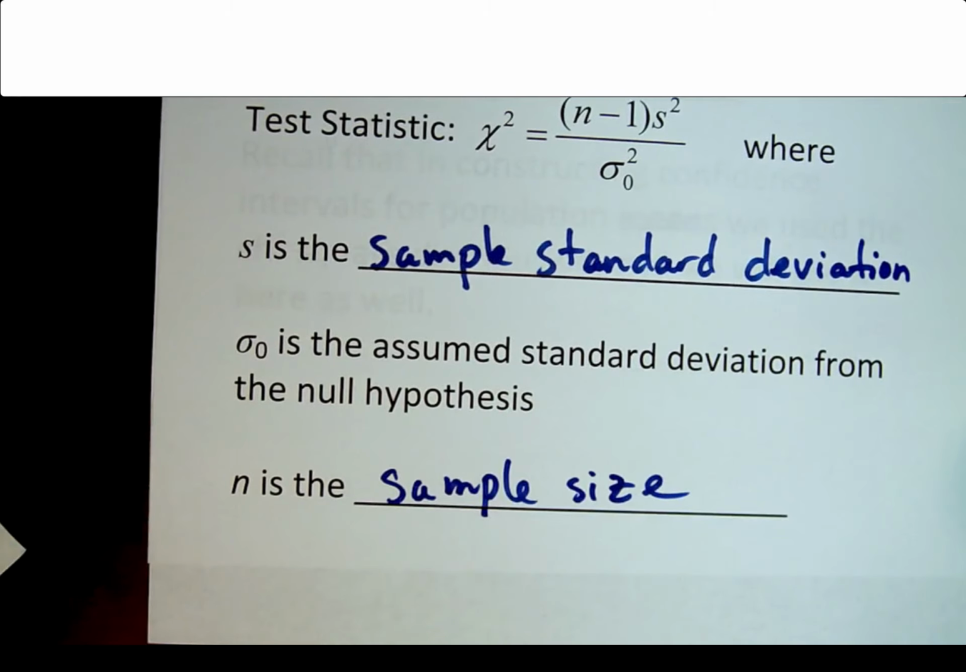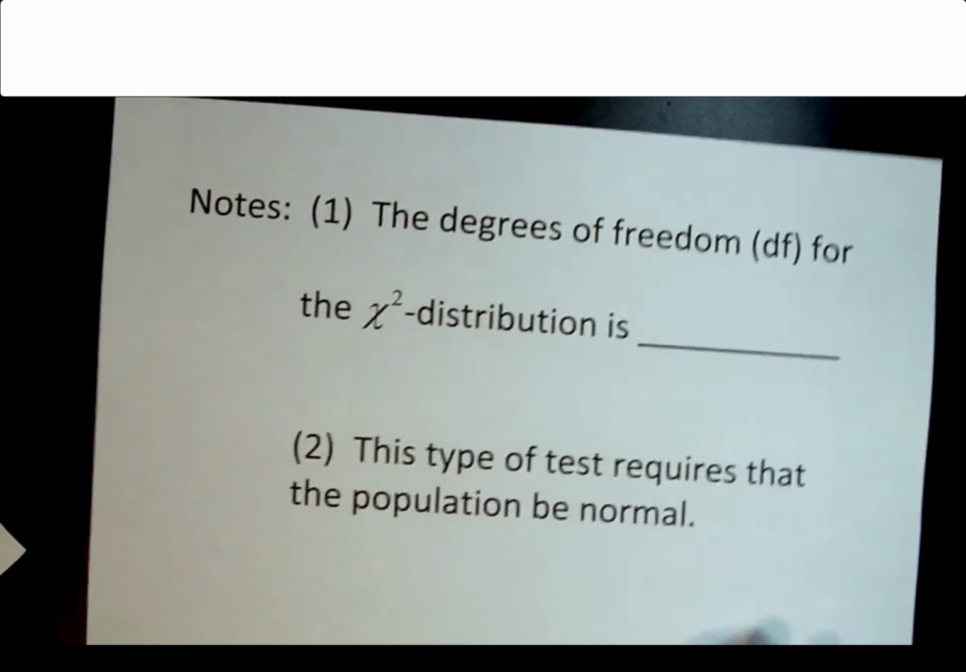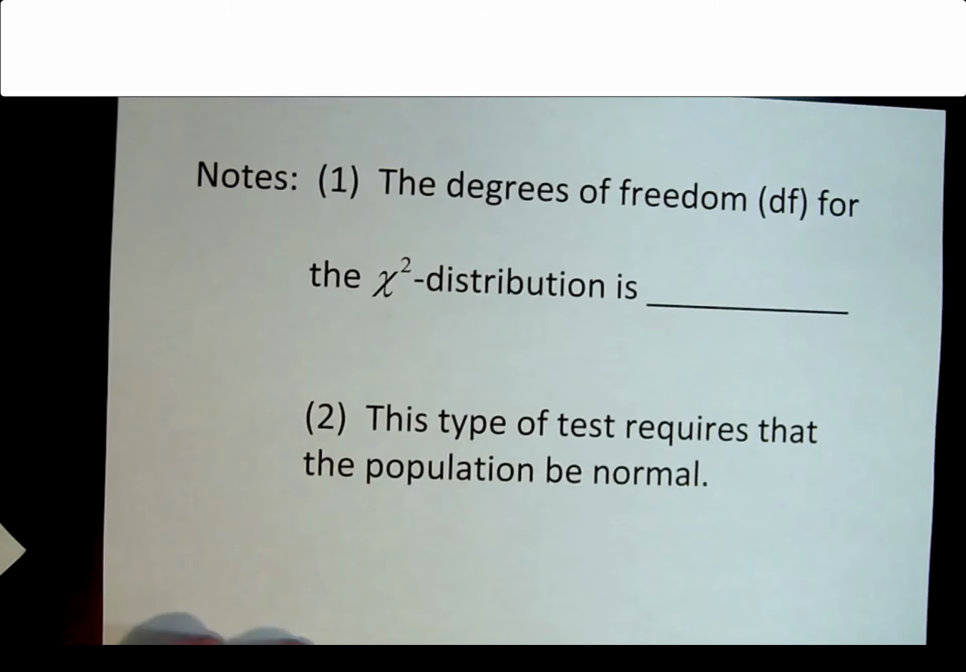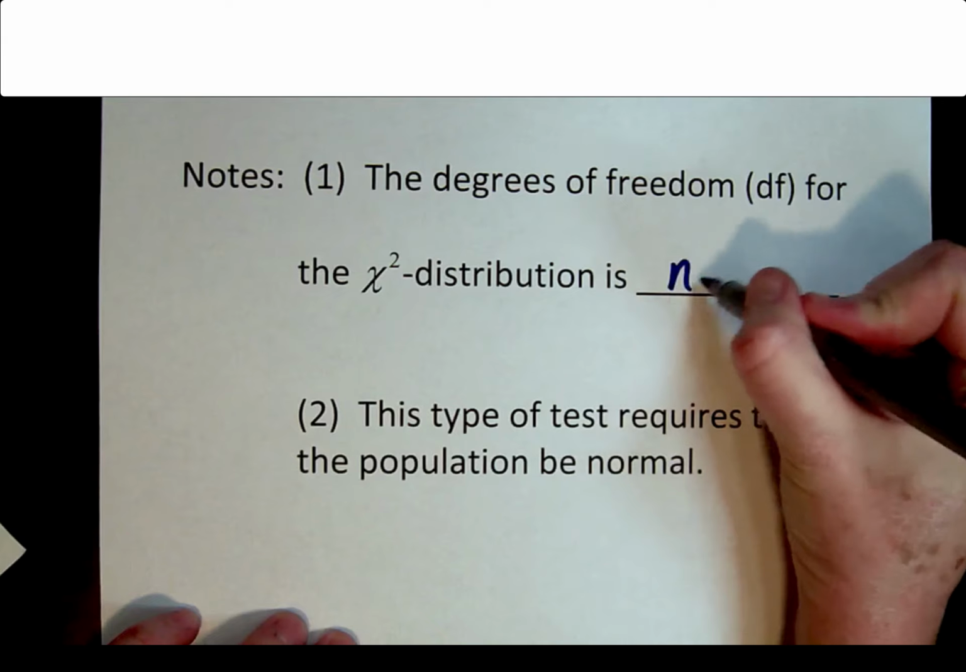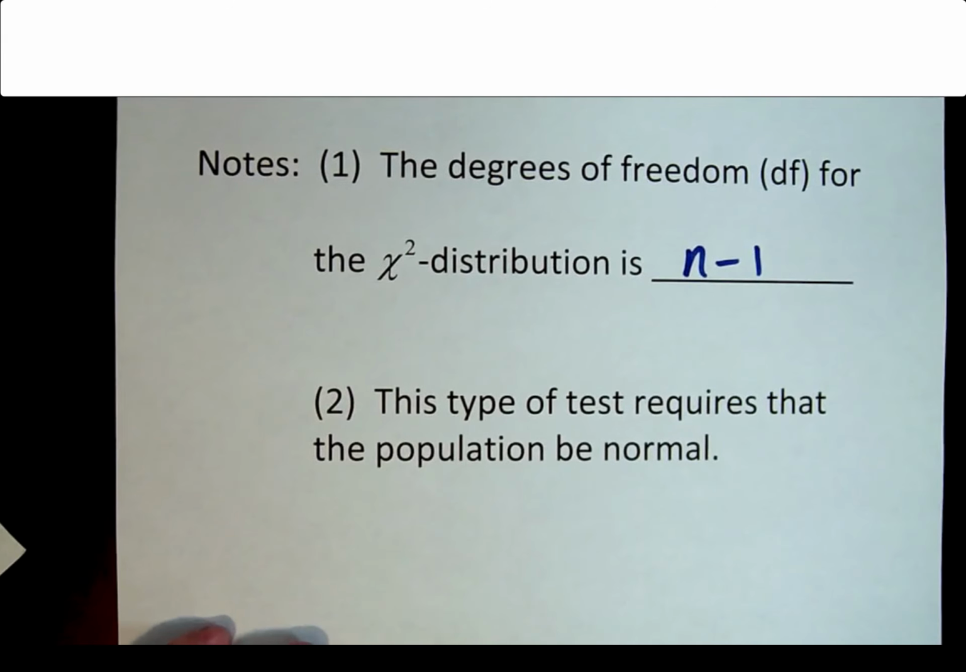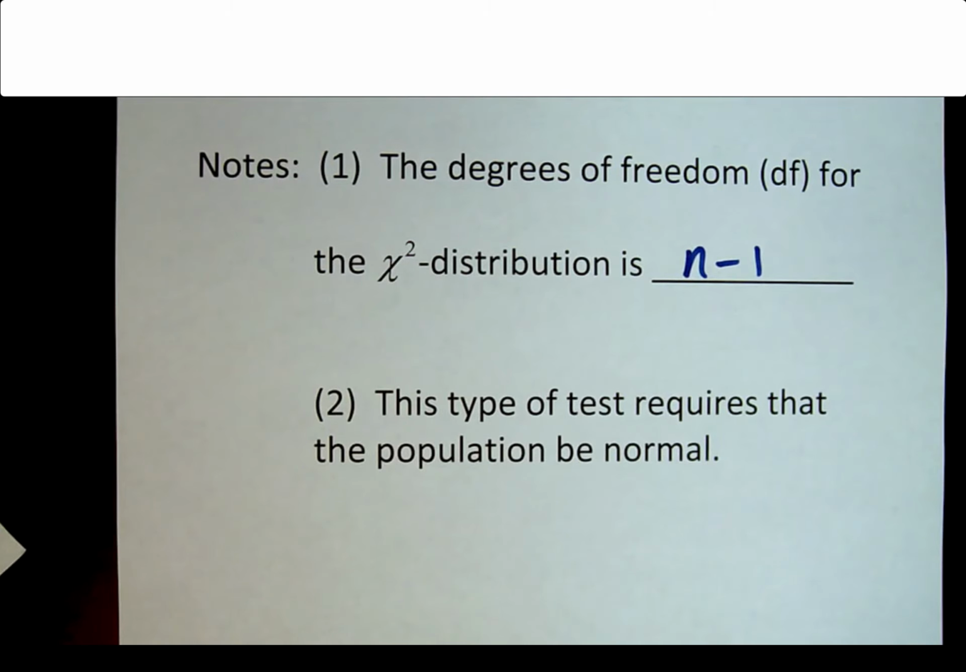And a couple of notes: the chi-square distribution, like the t-distribution, is different for different degrees of freedom. So we need to know the degrees of freedom. And just as with the t-distribution, it's one less than the sample size. And then I'll just mention also that this test does require that the population be normal.